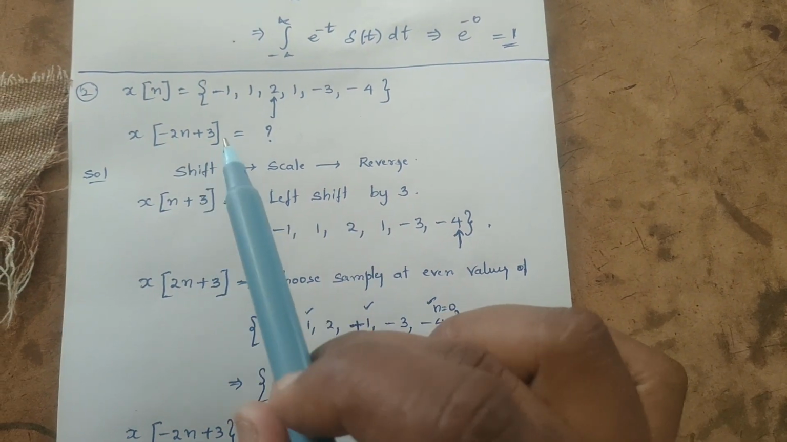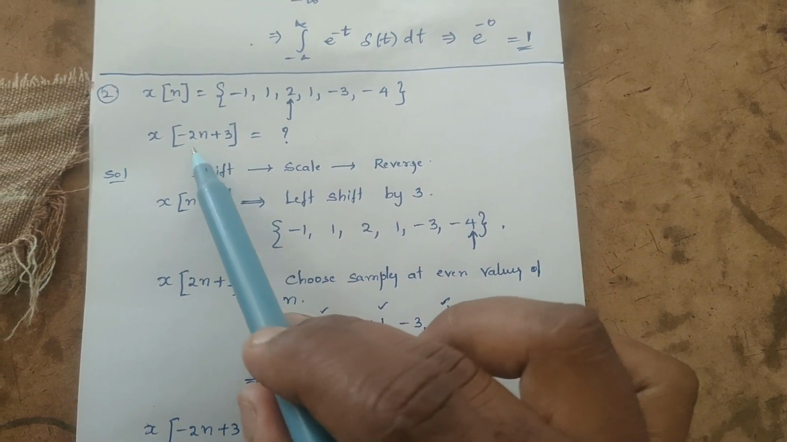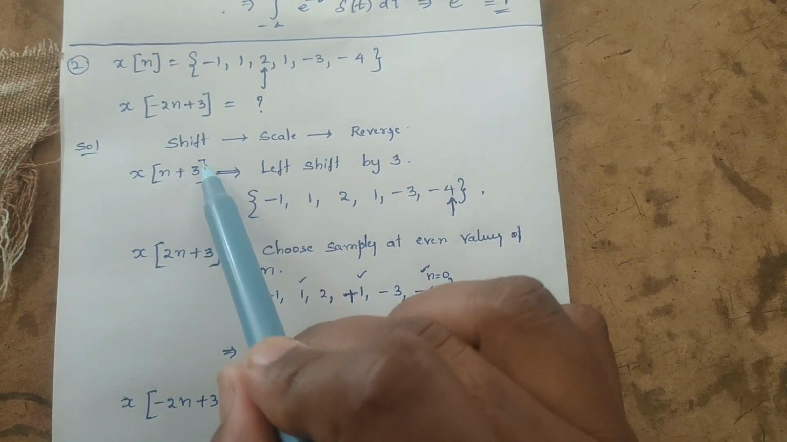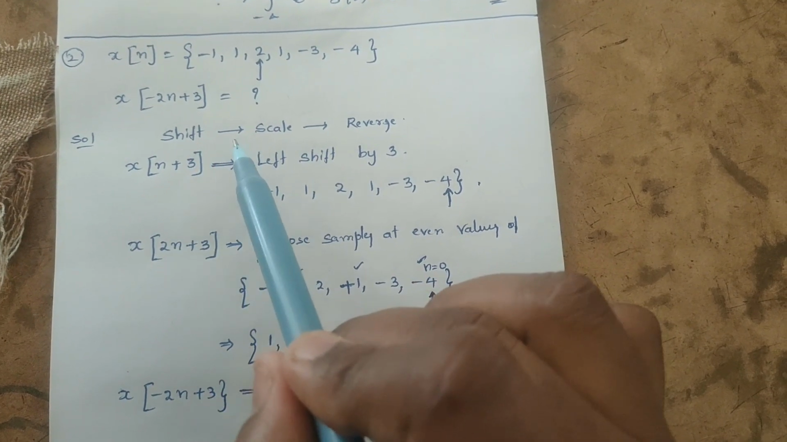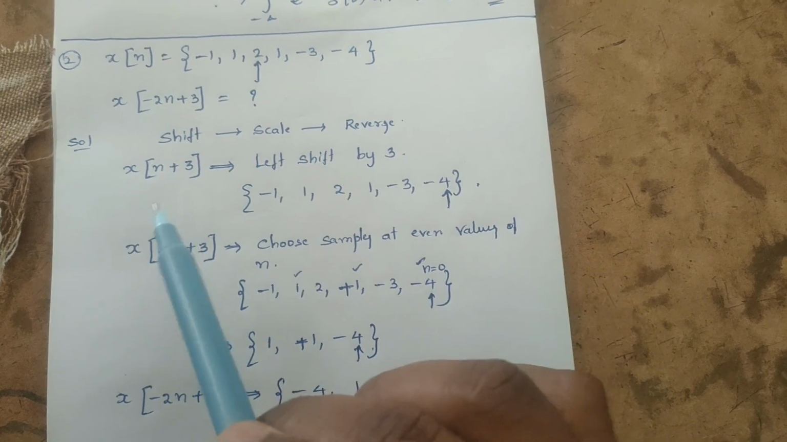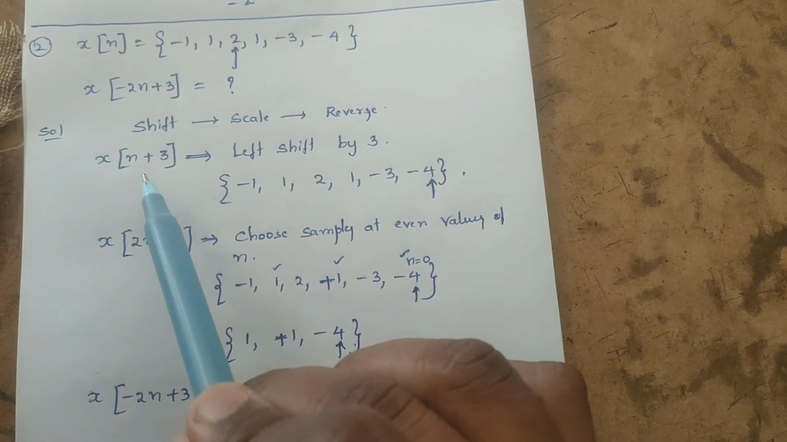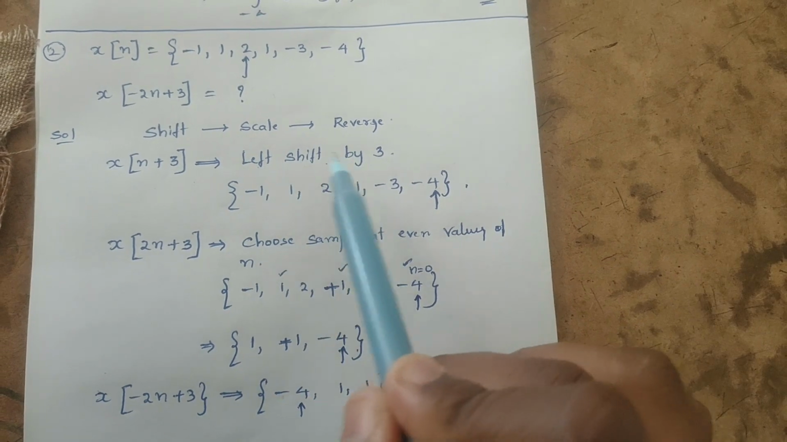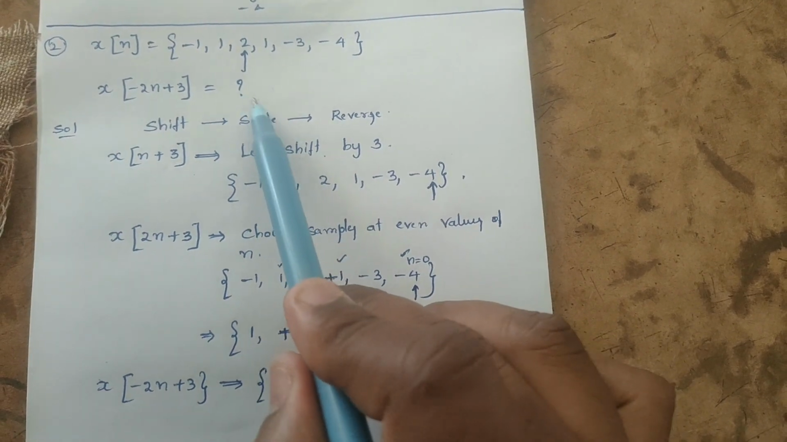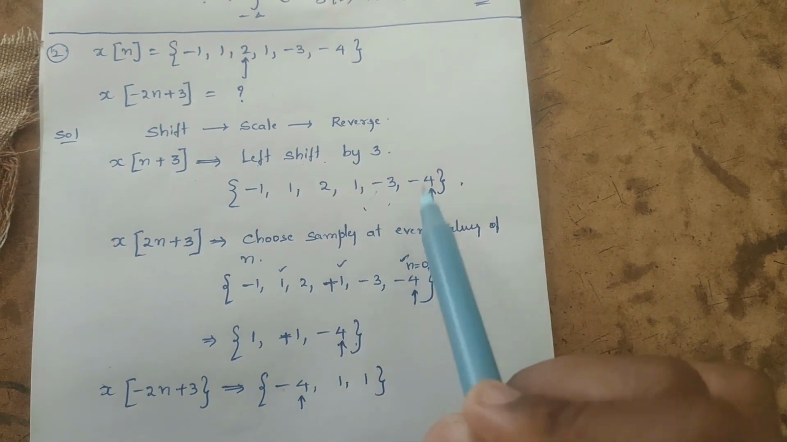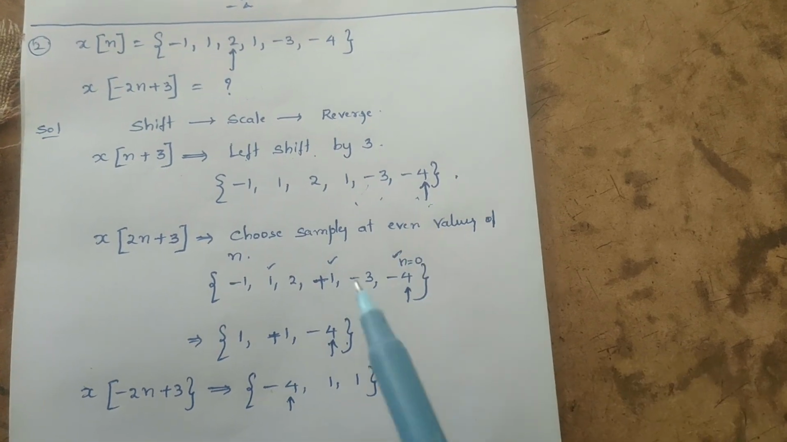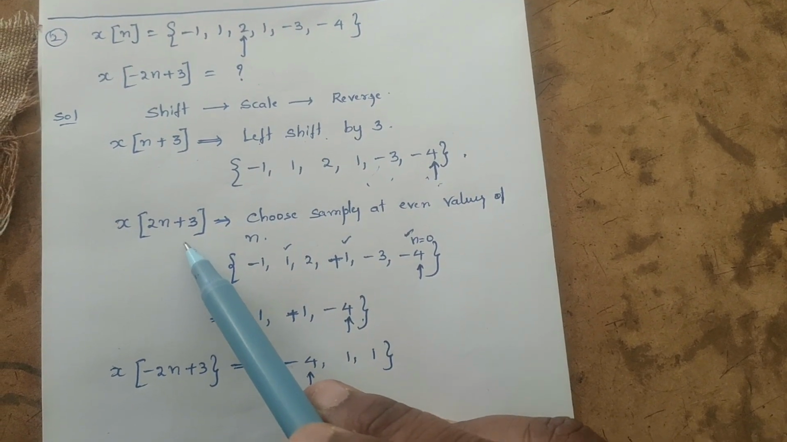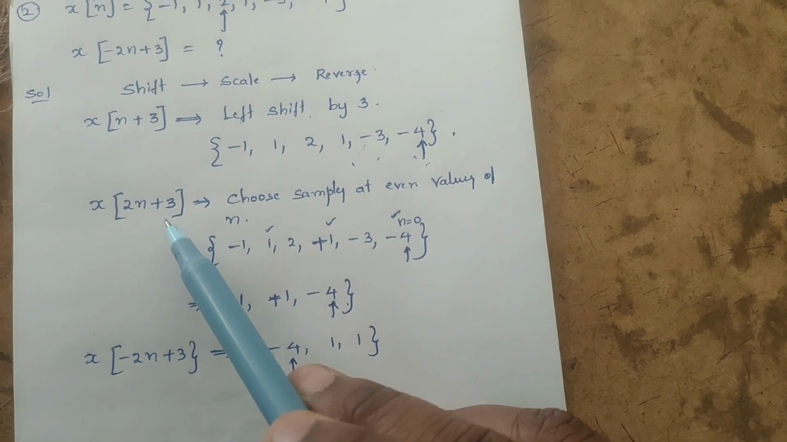In this question he is saying to find x of minus 2n plus 3. First shift the sample, then scale that and then reverse. Shifting: if it is given as x of n plus 3, left shift by 3, so 1, 2, 3 units. This is n is equal to 0. Now scaling, x of 2n plus 3.